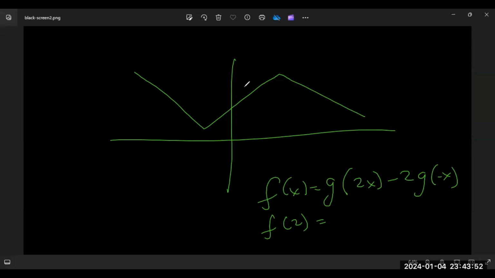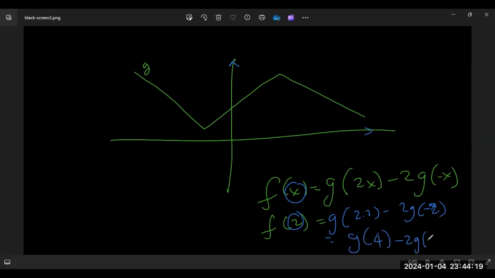Okay, let me solve. f of x is given through this equation. They have not given you the curve for f of x. The curve that they have given is for g of x. What you need to find is f of 2. So what is the input here? 2. So put x as 2 and check: 2 into 2 minus 2 into g of minus 2. So it becomes g of 4 minus 2g of minus 2. It means you have to find the value of g of 4 and the value of g of minus 2. Let's look at the graph.